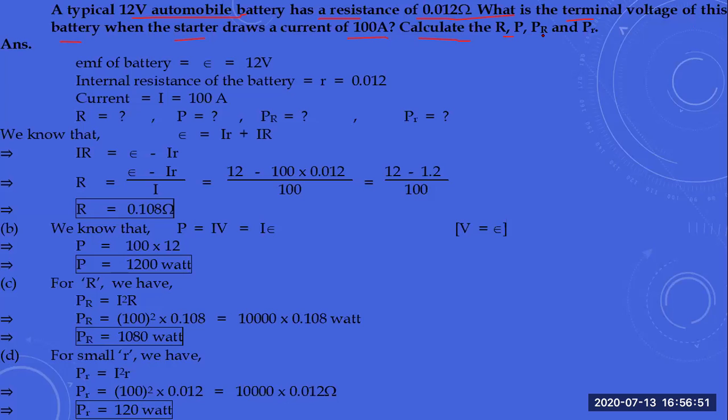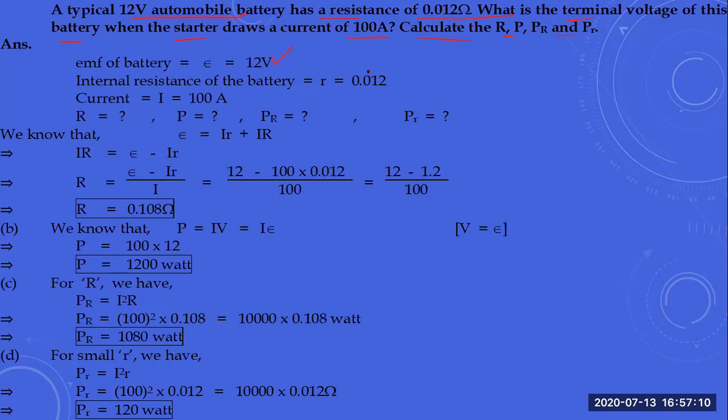Calculate the resistance, the power through the resistance, and the internal resistance of the battery, that is small r. If you look at it, these values are given. The EMF of the battery, that is 12 volts, is given.